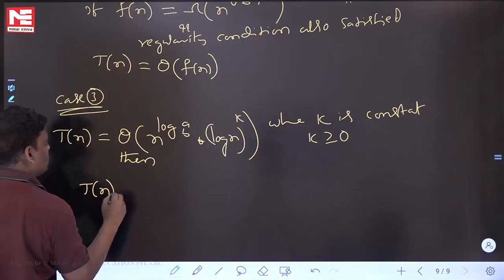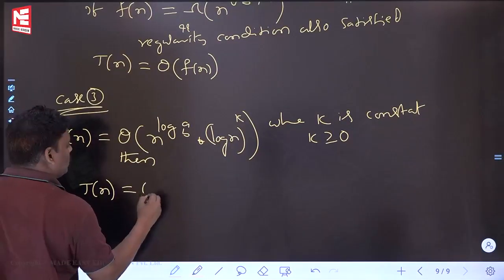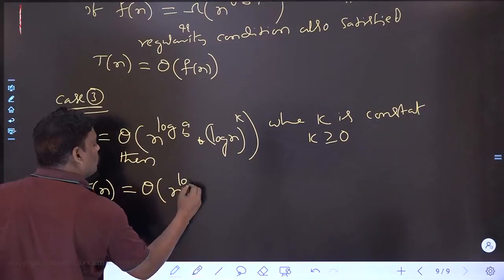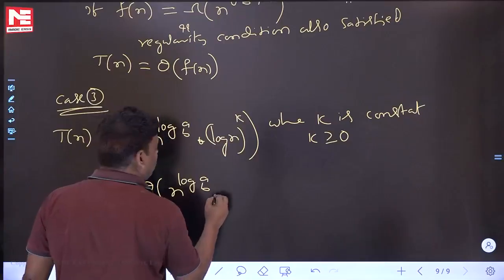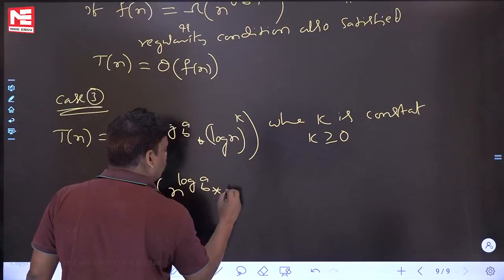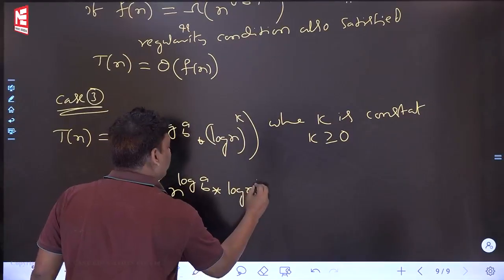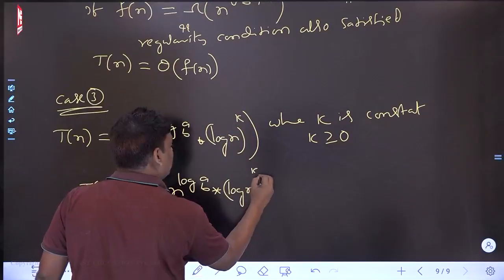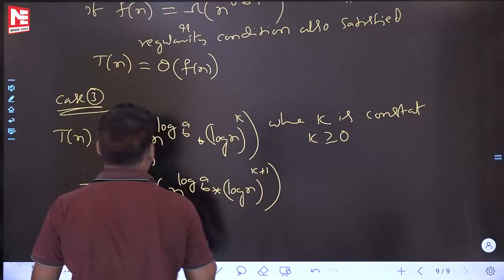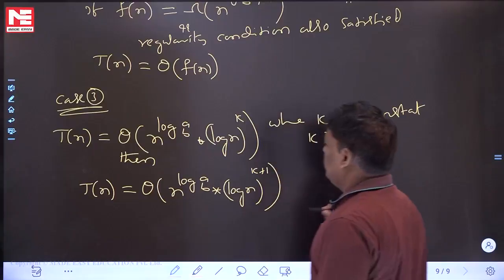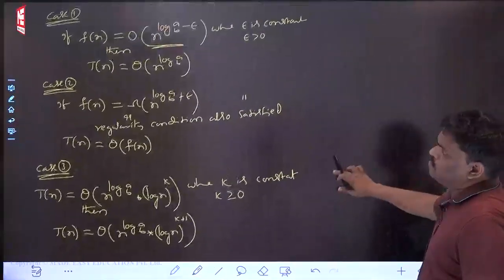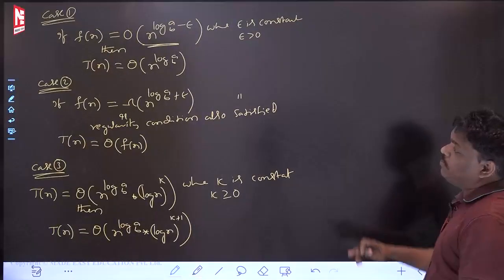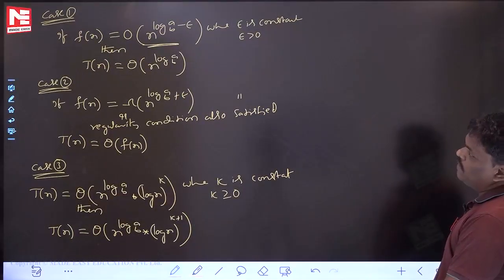Tn is equal to, theta means what? Both are equal. Then answer is going to be theta of n power log a base b into log n whole power k, just write k plus 1. Right? These are the 3 cases of the master theorem. Case 1, case 2, case 3. What is case 1 saying? Big O means right side is bigger, that will be the answer.